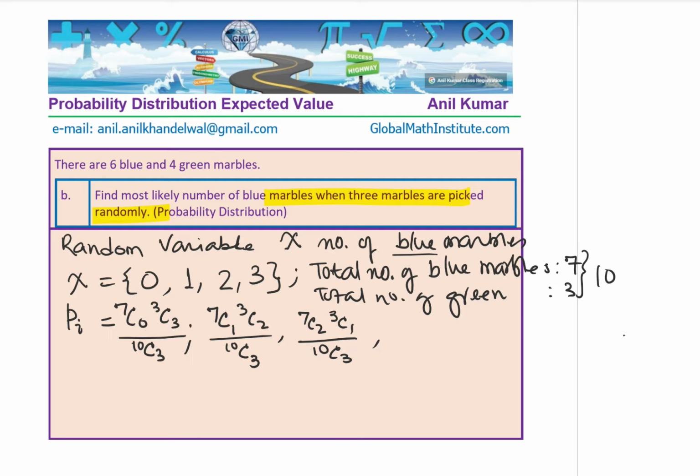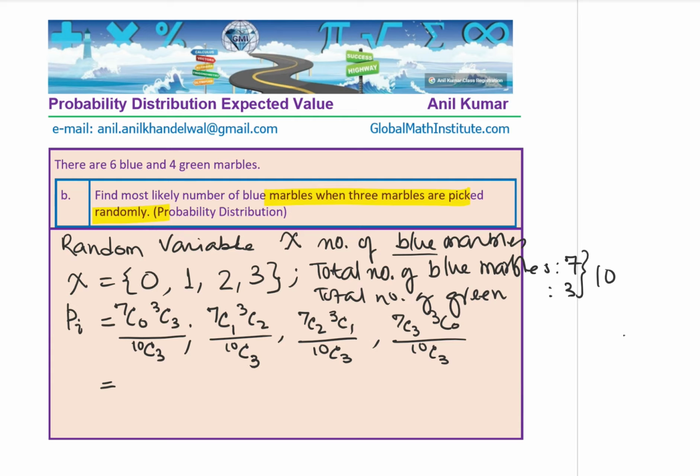And for 3, all were blue, correct? So none was green. So that becomes the probability for 0, 1, 2, and 3. You get the idea, correct? So we could write this as probability of choosing none of these, one of these, two of these, three of these, respectively, as shown here. Now you can calculate this value, correct? Use calculator and calculate this value, correct? So let me take a calculator to calculate this value.